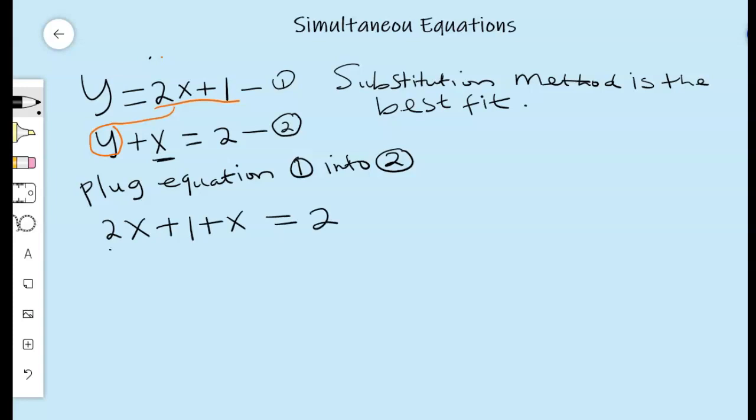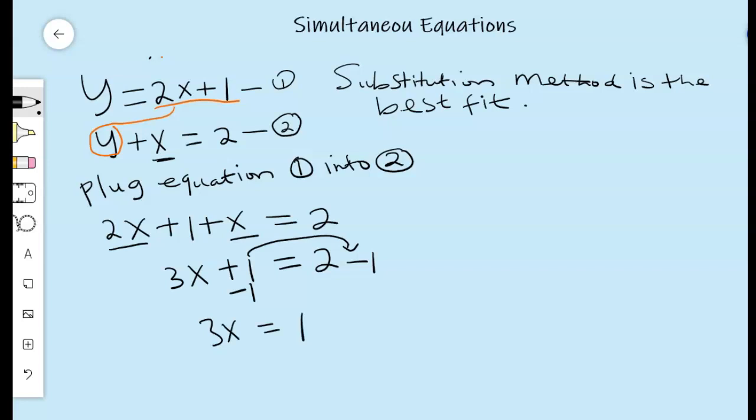Now here we will combine like terms. There is 1 here, we don't write it, so we get 3x plus 1 equals 2. We take this 1 to this side, that means we want to make it 0, so minus 1. We repeat the same thing here. So now we got 3x equals 1. We want to solve for x, so we divide here by 3, and we repeat the same thing here. So x is 1 over 3.